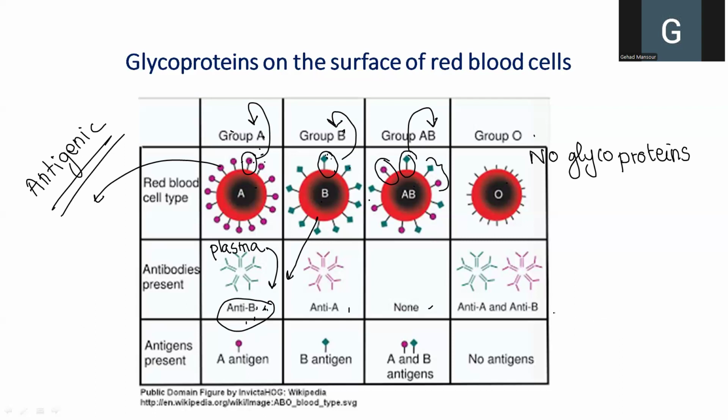And in group O, we have both antibodies, and we can have them safely because none of the glycoproteins is present on the red blood corpuscle. And here on the last row, you have the antigens that we have just talked about.